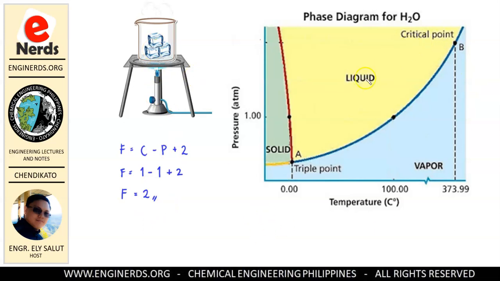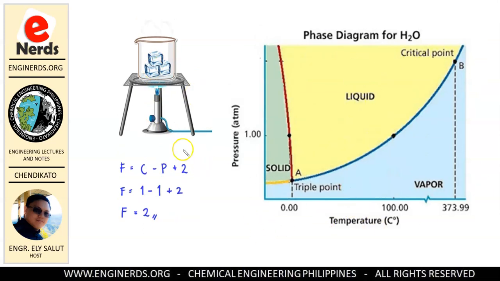So, let us have a look at our phase diagram here. We know that ice is in solid state, so nandito siya sa ating solid state. As long as nandito siya sa ating solid region, we need two intensive variables para ma-identify natin yung state niya. Pressure and temperature are intensive variables. So, let's say the state of our ice is right here. Para ma-determine natin yan, we need two variables. Ano yun? Pressure and temperature. Nakikita nyo to, guys? Ibig sabihin, kailangan natin ng dalawang variables, temperature and pressure, para ma-identify natin tong location na yan.